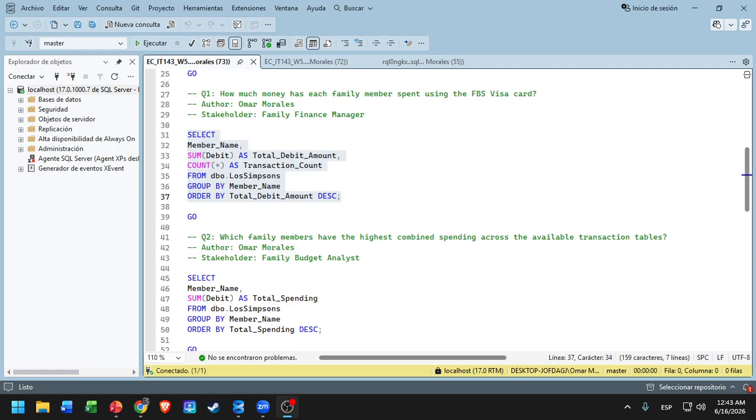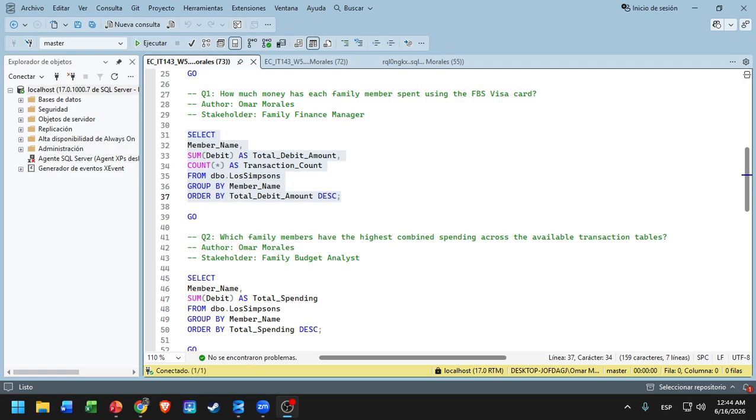This query uses the sum function to calculate the total debit amount for each family member. It also uses count to calculate how many transactions each member made, and group by groups the records by family member, and order by sorts the result from the highest spending to the lowest spending.